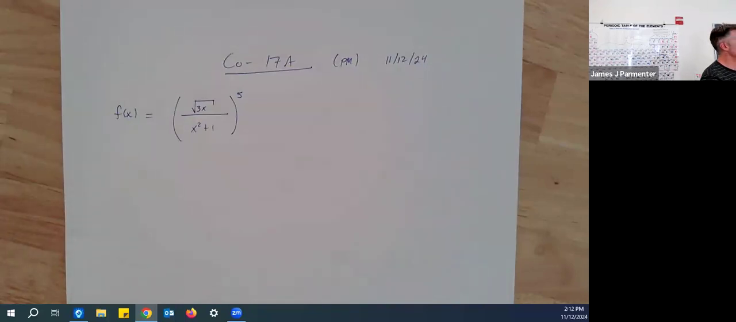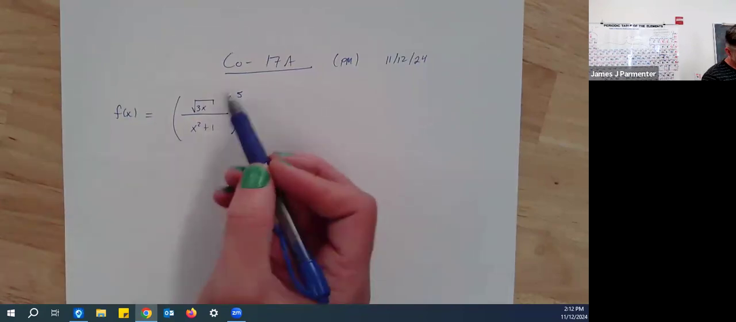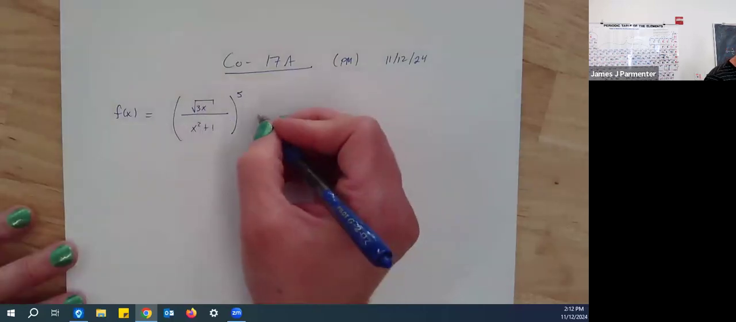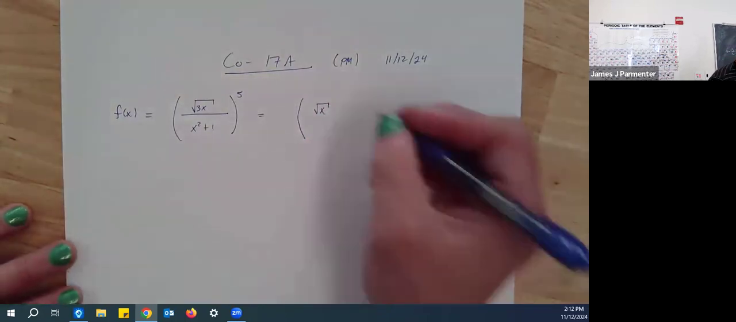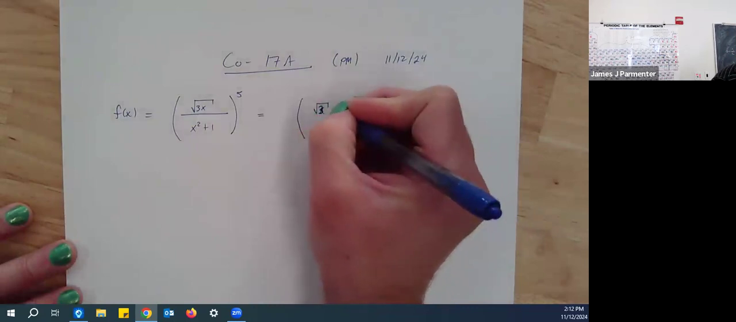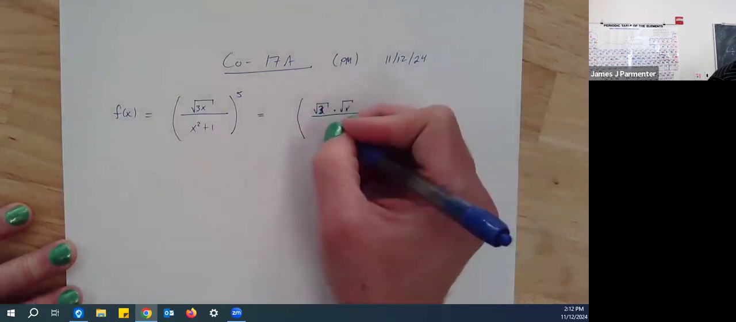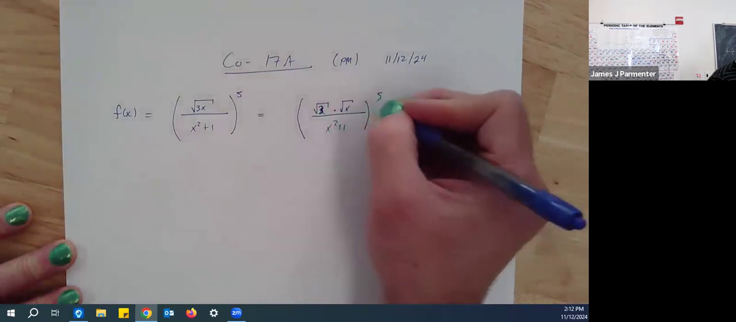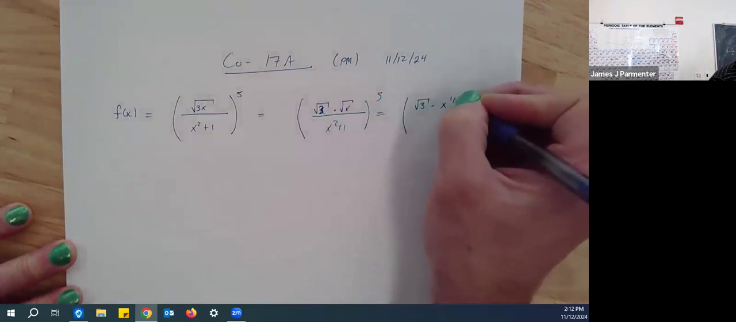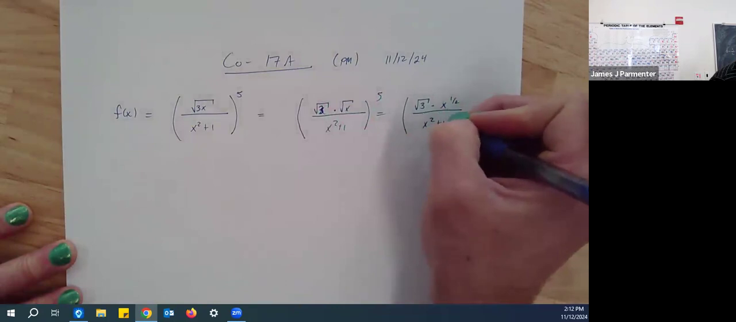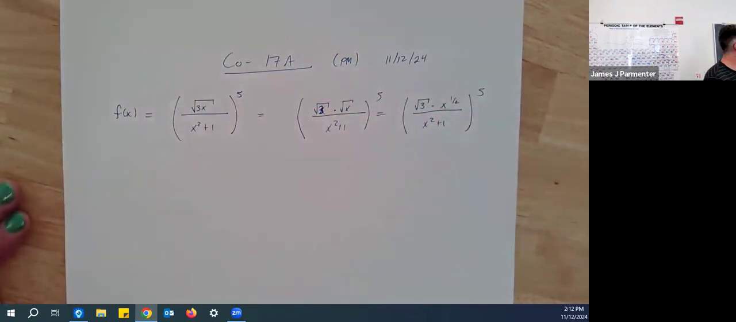Well, I would say there's one small thing you can do to make your life a little bit easier before you differentiate this. Specifically, this square root of 3x here, I would much rather write that as the square root of 3 times the square root of x, all over x squared plus 1 to the 5th. And then I'd rather think of that as just the square root of 3 times x to the 1/2, all over x squared plus 1 to the 5th. So that now when I take the derivative, the square root of 3 is just a constant that's going to hang out.